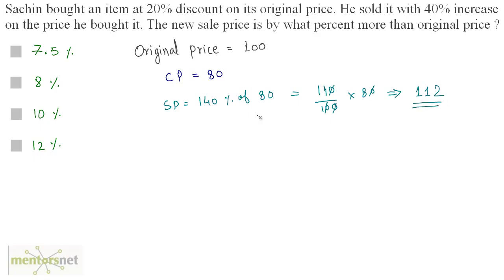112. So the selling price is 112 and the original price is 100. So the increase in price is basically 12, and I can say it as 12% because the original price is considered as 100. So the new sale price is 12% more than the original price. So we have option D as the correct answer.